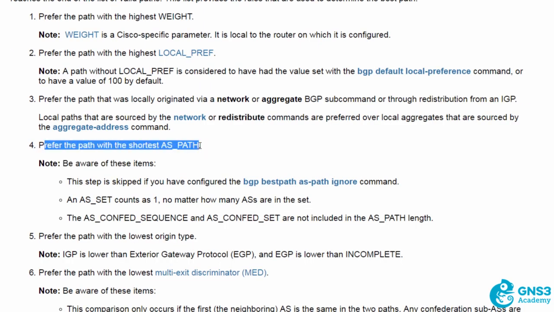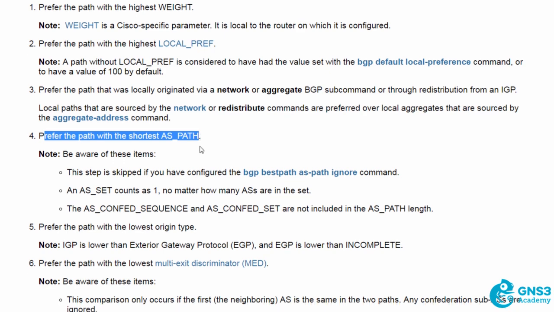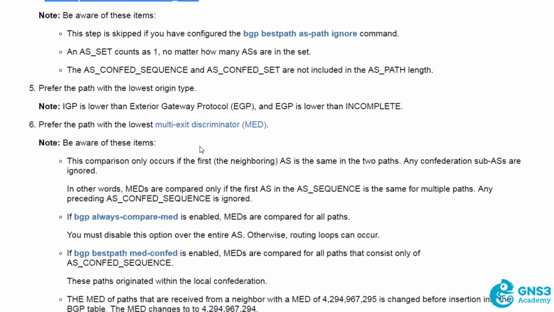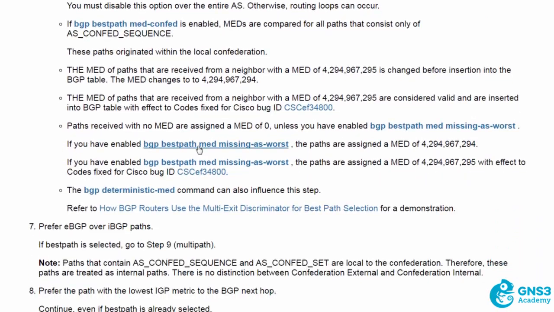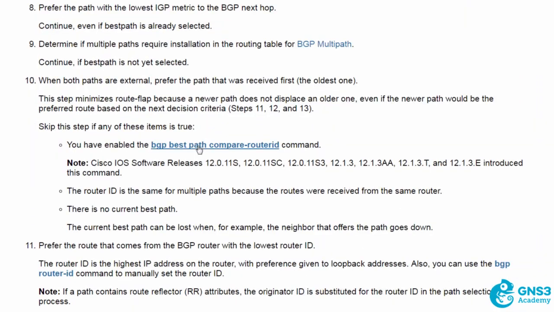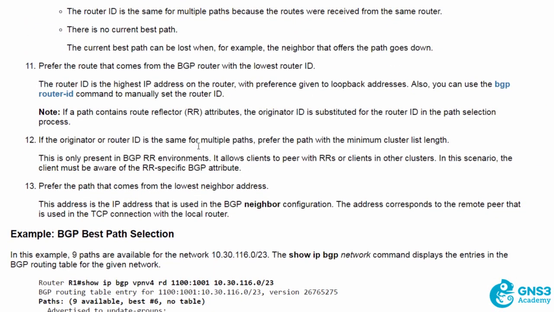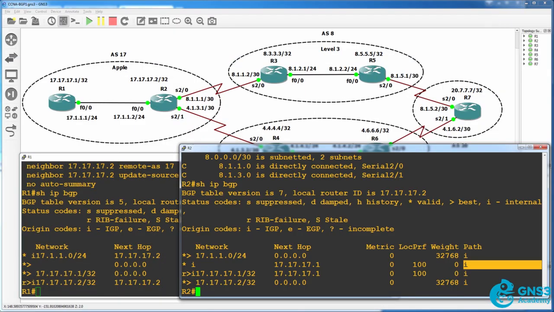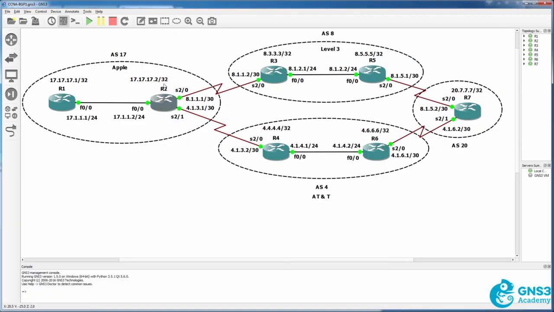BGP then prefers the shortest autonomous system path, which we can talk about in a moment, and then there are a bunch of other options used to determine the best path. It's complex, but gives you a lot of control. Unlike IGPs, BGP gives administrators a lot of control over how routes are advertised and which paths are chosen as the best path through the internet.